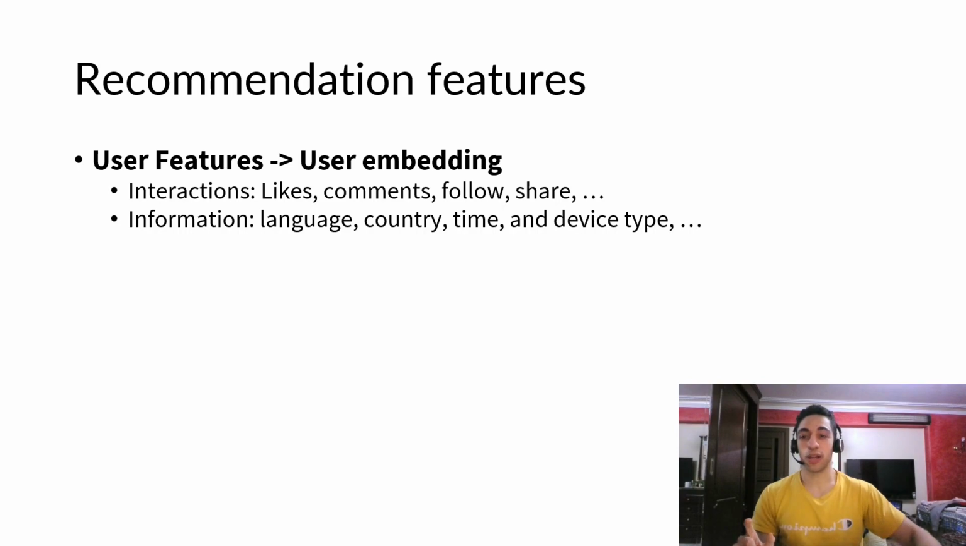So for collaborative filtering, you need to understand how the users are similar to each other, and that you can find out using information like what language this user speaks, what country he or she is from, what is the time of the day, what is the device type, like whether it's iOS or Android. This way, you can find the similarity between users.